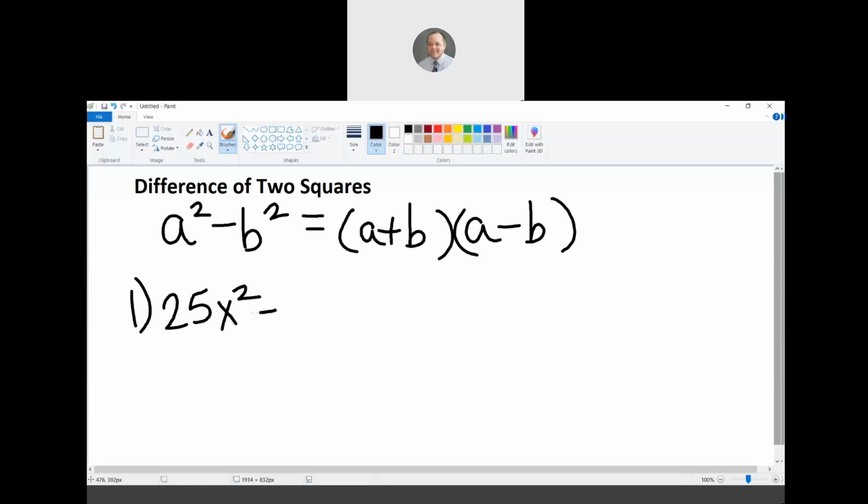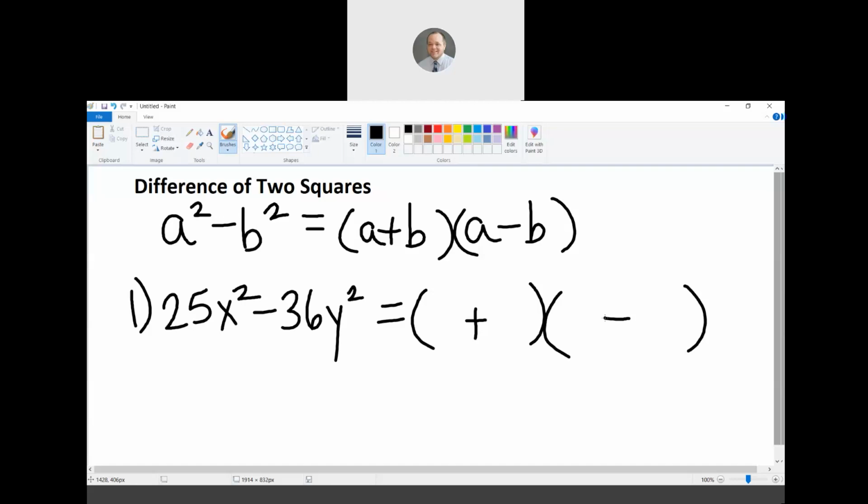25x squared minus 36y squared. This is a difference of two squares because both 25 and 36 are perfect square roots. We have a binomial and we have a difference. So draw your two parentheses, plus and minus.